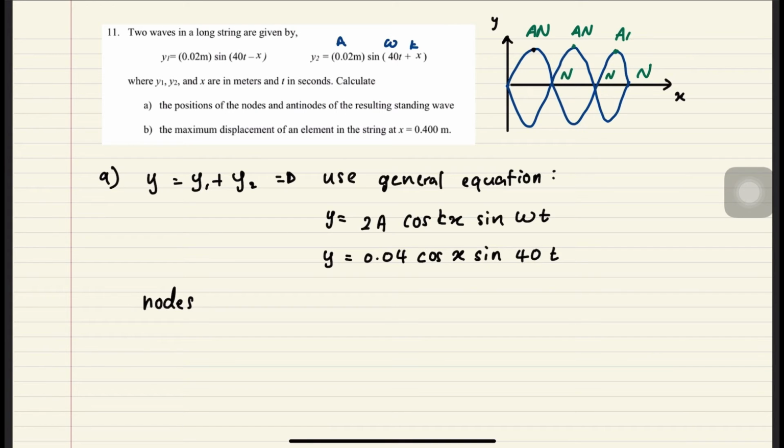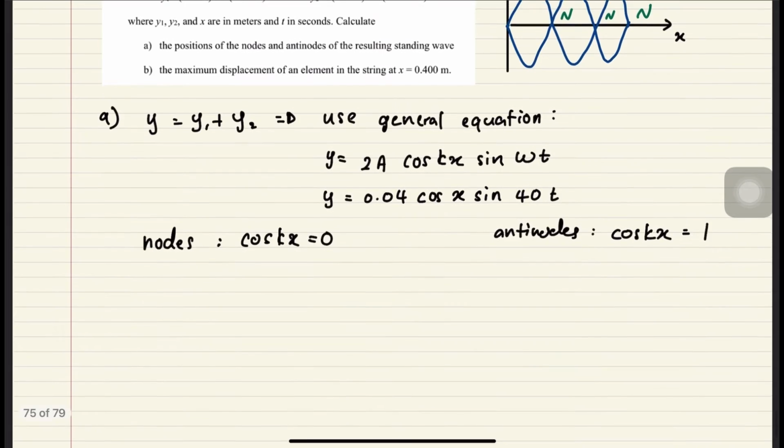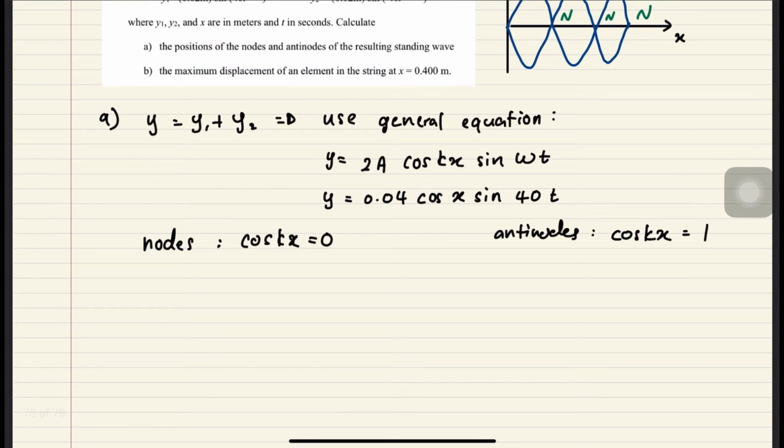If you want to use the equation cos kx, the position of nodes will be when cos kx is equal to 0, while antinodes are when cos kx is equal to 1. So your k is equal to 1, so you have cos x equals 0. Your x is equal to arc cos 0. You can try to press your calculator. If you use radian, you get the answer in radian.